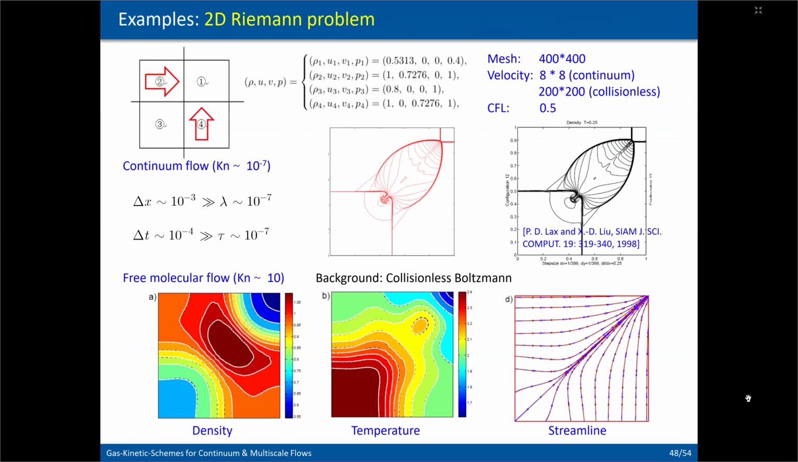Another test case is a two-dimensional high Mach number problem. We tested two cases. One is in the continuum flow, where the Knudsen number is very small. In this case, the mesh size is much larger than the mean free path, and the time step is much larger than the collision time. We can see that the result is in agreement with the Euler solution. The other limit is the free molecular regime. In this case, we can obtain an exact solution from the Boltzmann equation, and the density, temperature, and velocity fields agree with the analytical solution.